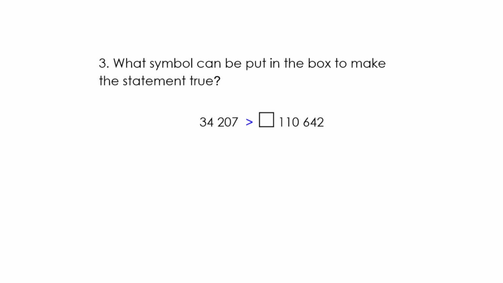This is the final slide of the video, and it just asks, what symbol can be put in the box to make it true? 34,207 is greater than, well, it can't be 110,642. This would have to be a negative number. So really, if you rewrite it, it would look like this. 34,207 is greater than negative 110,642. Again, grade 6, this is the first time you're seeing this. It will come back again later on in the year.